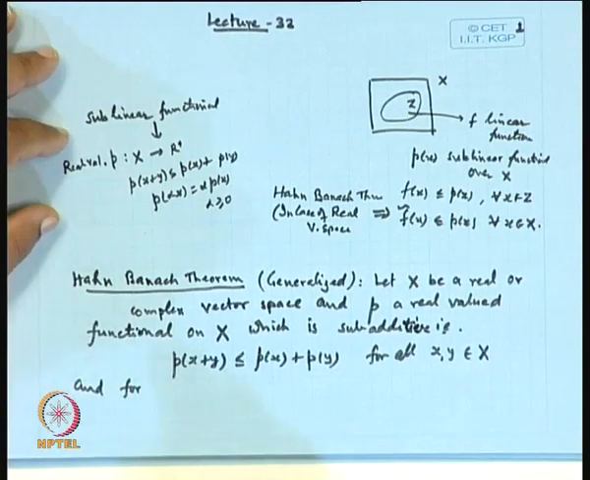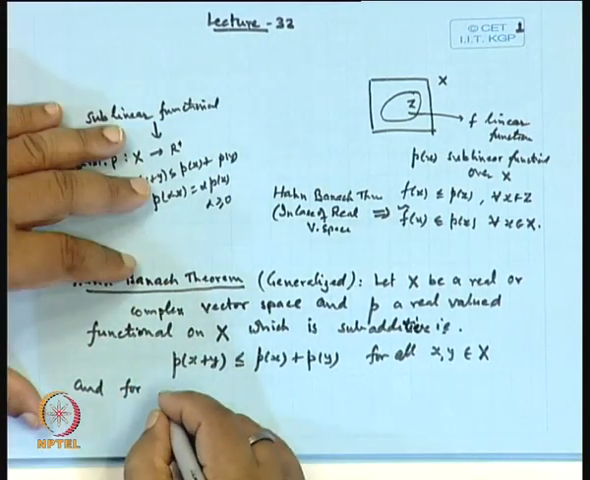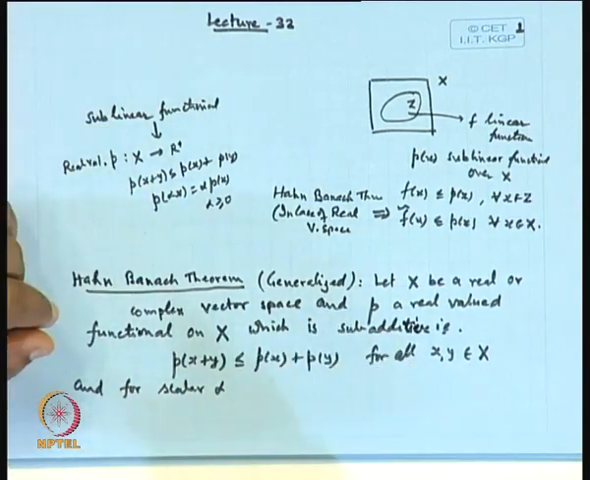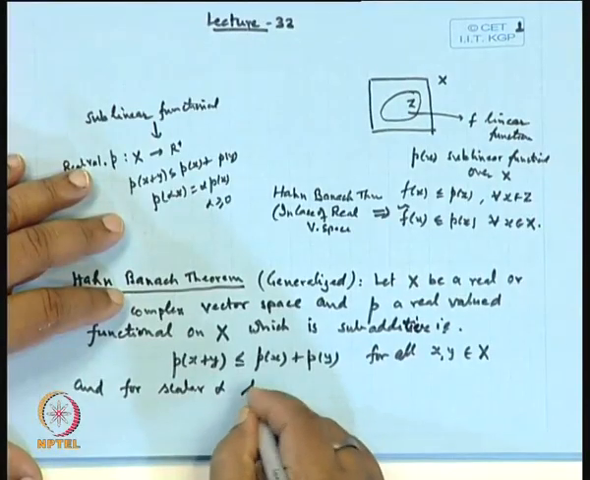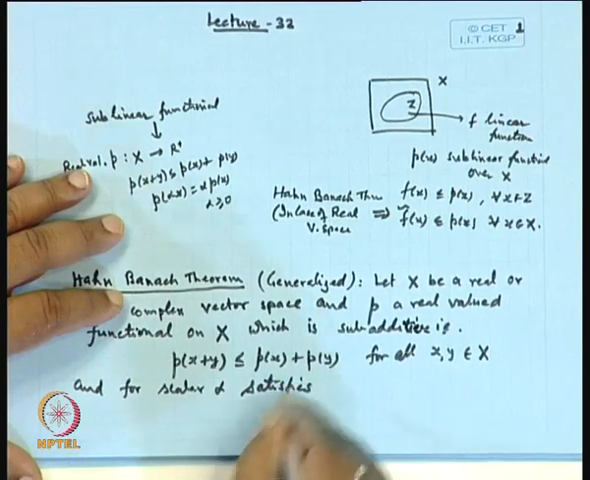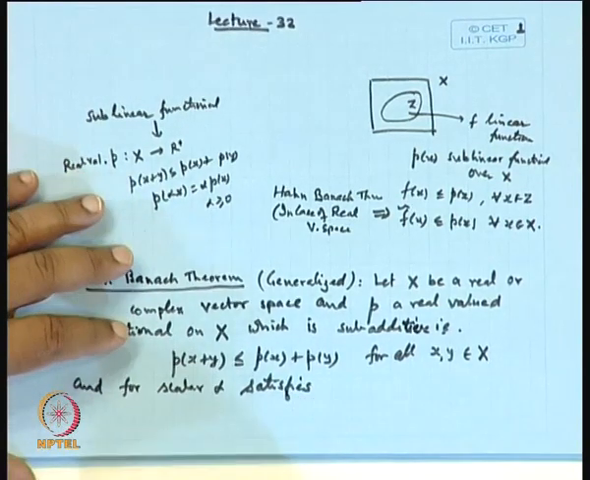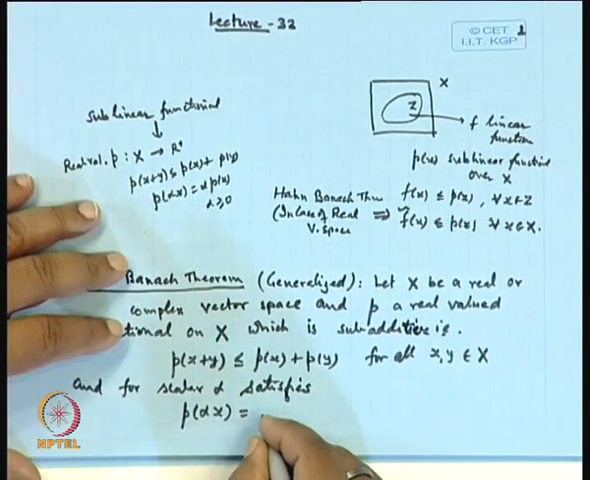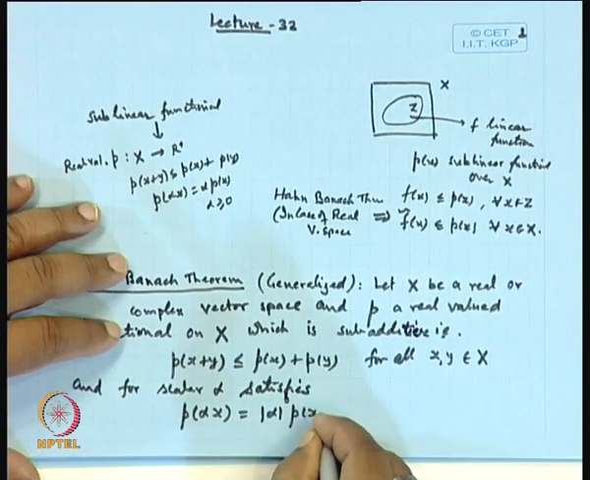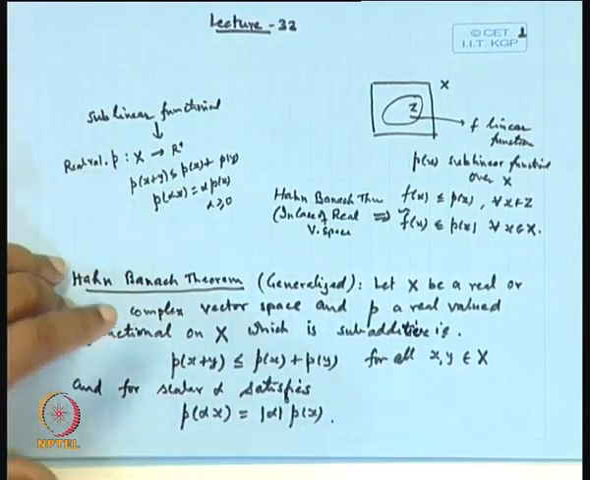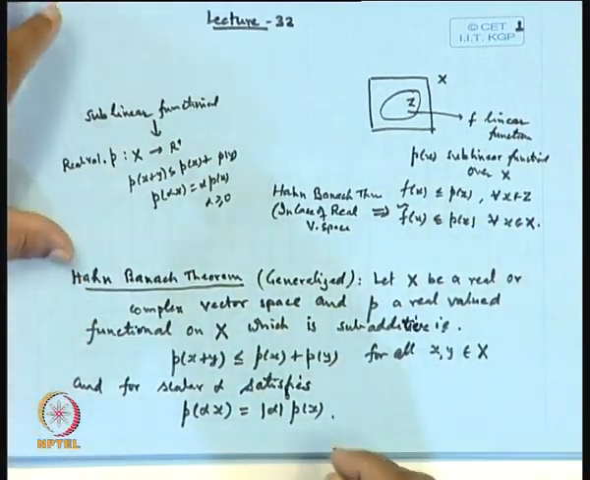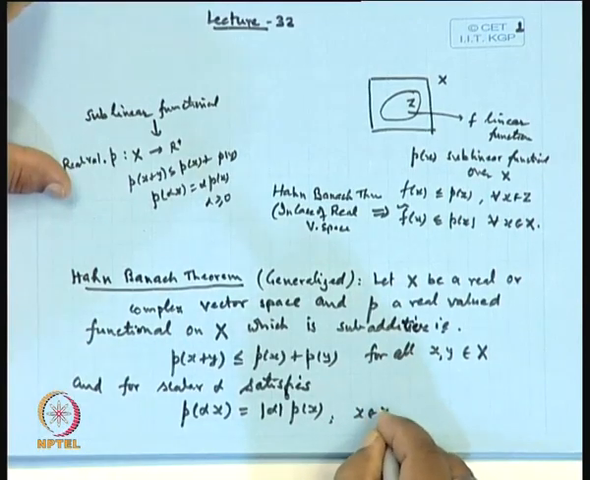And for every scalar alpha, this may be real or complex, because we are taking a complex vector space, it satisfies P of alpha x equals mod of alpha times P x, again for x belonging to X.